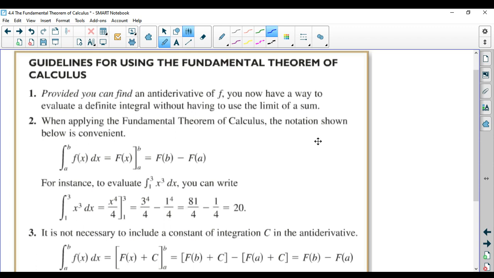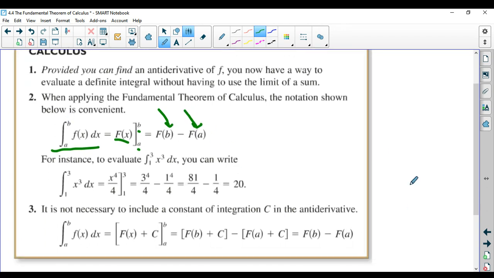Hello. Now we're going to do some examples of the fundamental theorem of calculus. Before we do that, here are some guidelines. It just reminds you that if you're going to take the definite integral, you write the antiderivative, then lower limit, upper limit, and then plug in the upper limit and then minus what you get when you plug in the lower limit. So they gave you an example here.